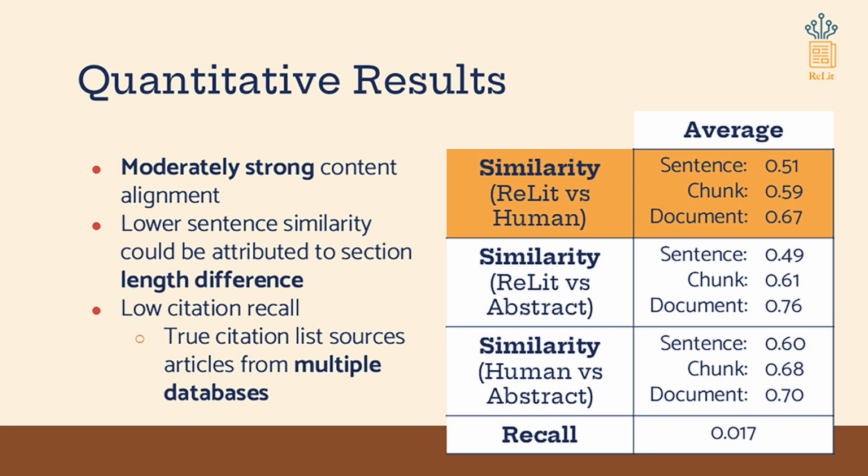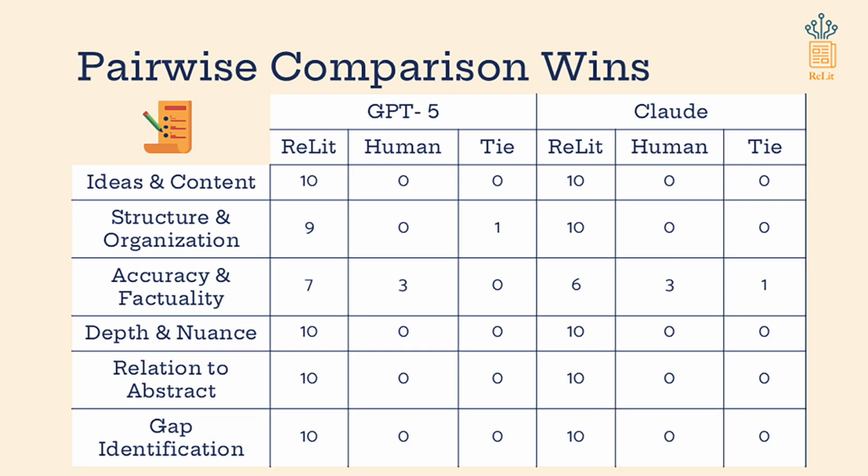Based on the embedding similarity results, we can see that there's a moderately strong content overlap between the ReLit and human written related work sections. However, there's a very low citation recall. This is unsurprising though, because ReLit is restricted to only take papers from the ArXiv database. For the pairwise comparison, we asked 2 LLMs, GPT-5 and Claude, to blindly compare the 2 sections against multiple qualitative criteria. As you can see, ReLit wins handily in most sections, save for inaccuracy and factuality, where it only wins 60 to 70% of the time.